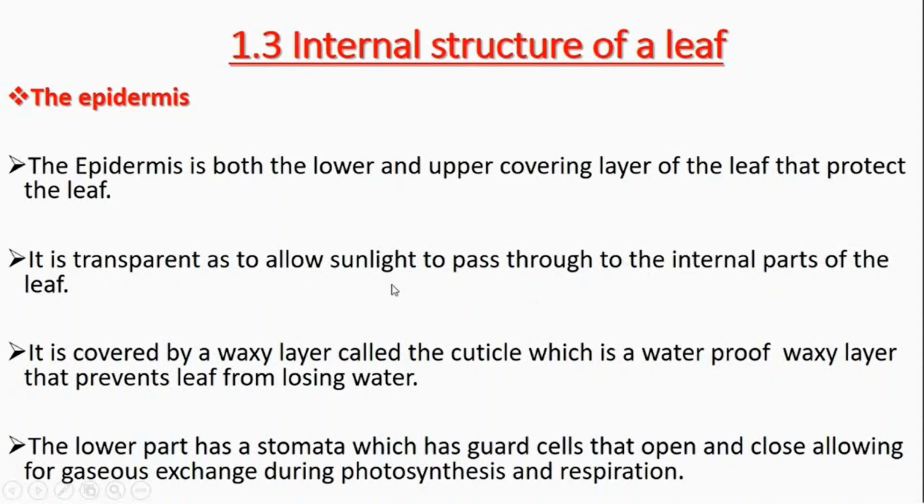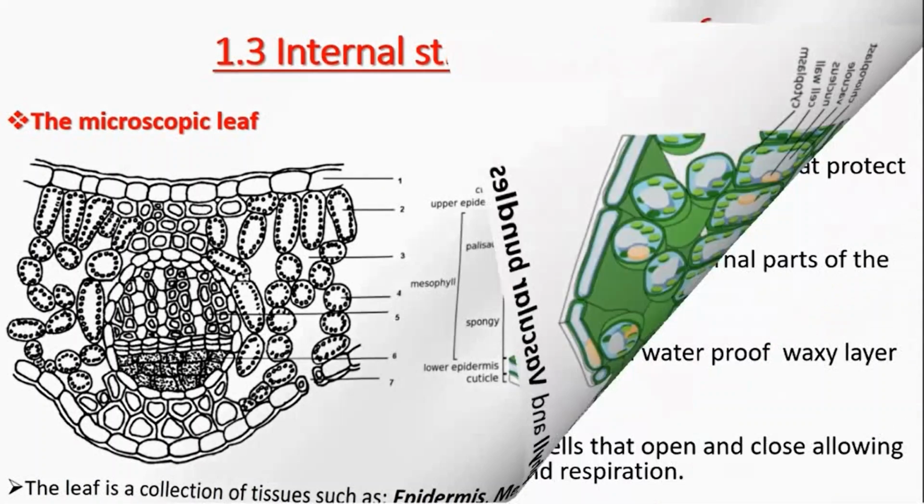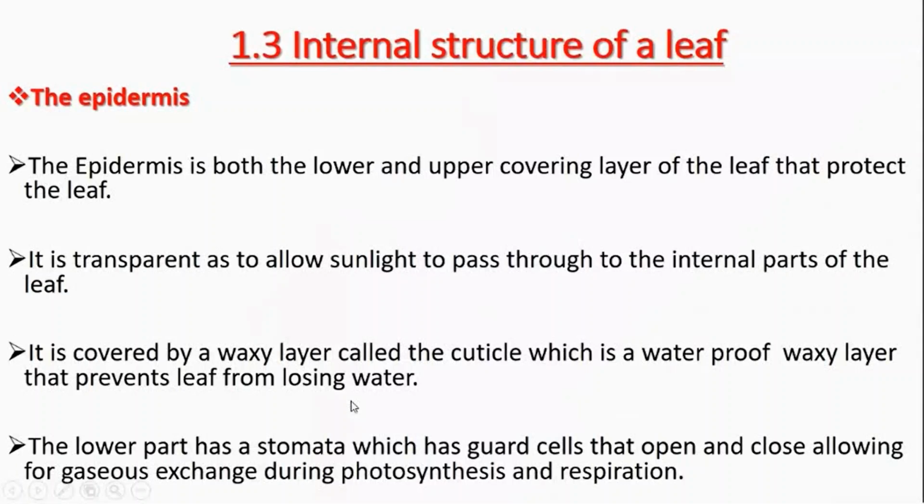So sunlight has to pass through because it is required for photosynthesis, and photosynthesis happens internally in the leaf. So it is transparent, allowing the light to pass through to the internal parts. It's also covered by a waxy layer called the cuticle, which is a waterproof waxy layer and prevents the leaf from losing water. So this is our cuticle. This is our transparent waterproof cuticle. There it is again. It is transparent, it's a waxy layer, and prevents the leaf from losing water. So it prevents it from drying out.